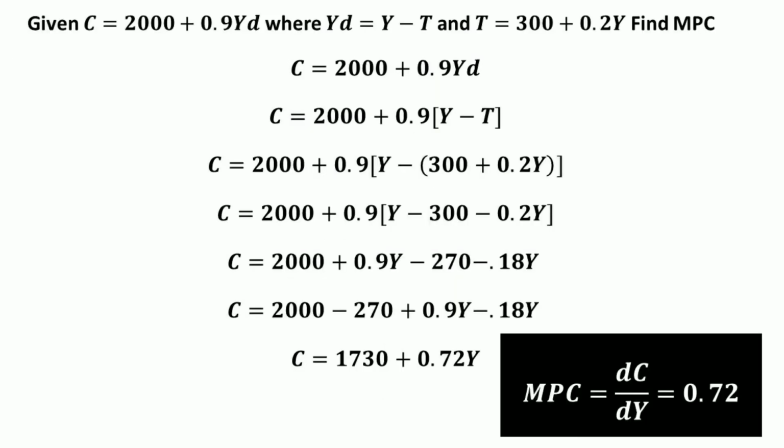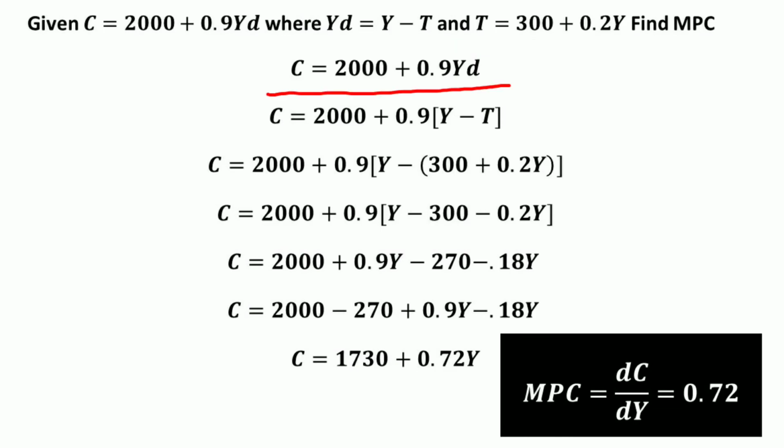Now instead of lump sum tax, we are going to impose progressive or proportional taxes. Then see what happens to the value of MPC. Here the consumption function is given, that is 2000 plus 0.9 YD, where YD is equal to Y minus T. Here T is the proportional or progressive tax, which is equal to 300 plus 0.2Y. And now we want to find the MPC.